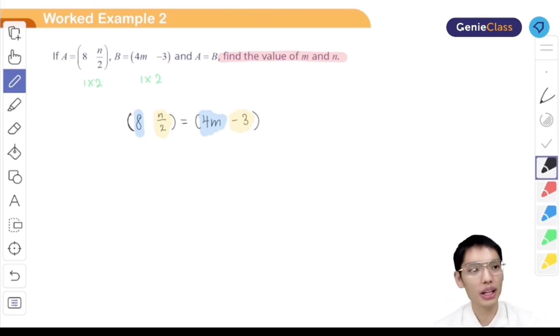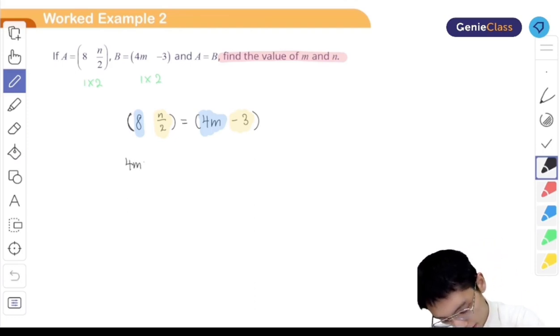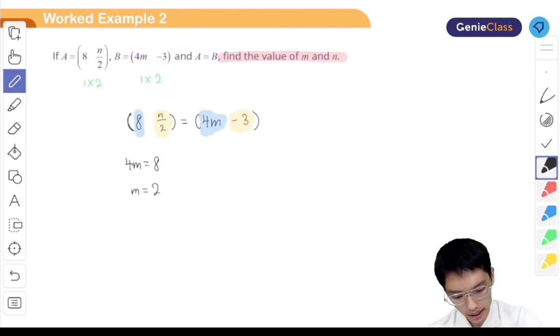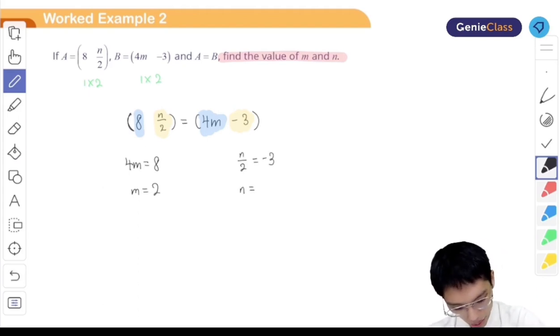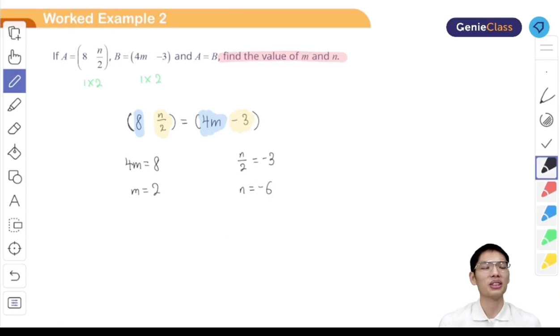Okay, so you realize how I got it? Because the elements are equal. I have 4M equals 8, and therefore M equals 2. And on the other side, since they are equal, I have N over 2 equals minus 3. Very good, Ziying. I have N equals minus 6. A little bit of a tongue twister over here.